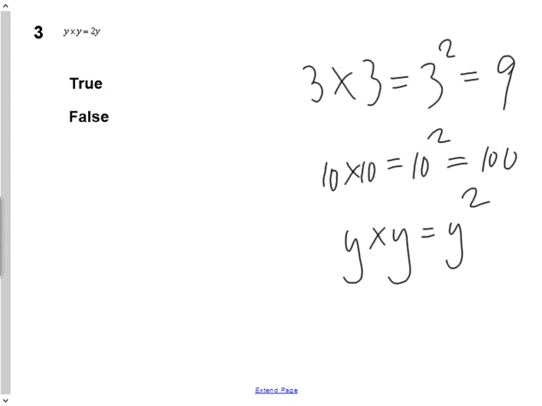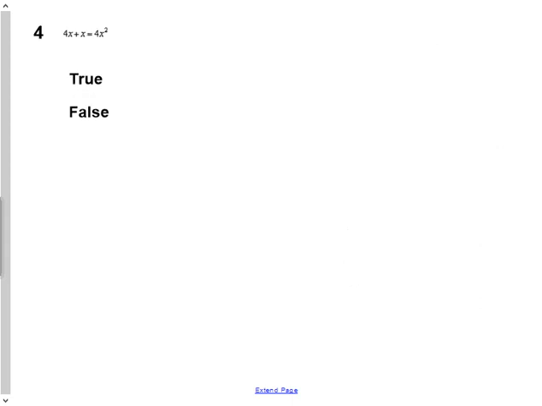And since we don't know the value of y, we cannot write it as a standard form, but we do know that exponentially it's not written as 2 times y, but rather y times itself. So therefore 3 is also false.